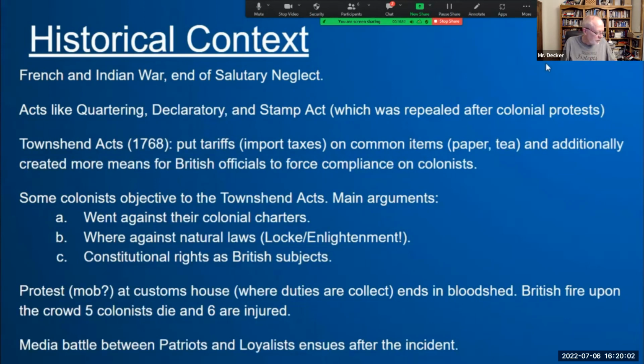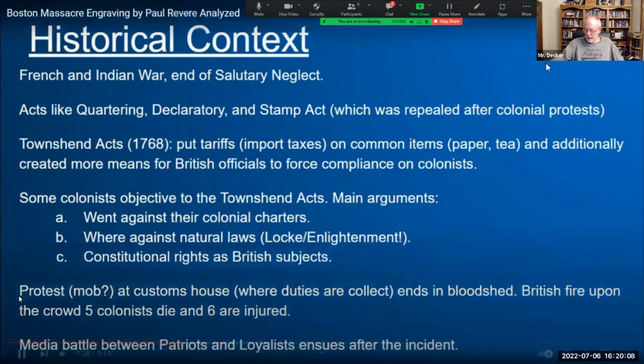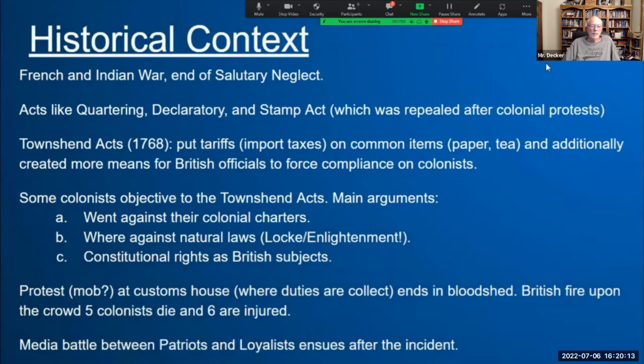Some colonists, especially those in port towns that were in the merchant industry, objected to the Townshend Acts. Their main arguments were that they were against their colonial charters. They were against natural laws, which signals back to the popular Enlightenment ideas of the time and John Locke's philosophy, and they went against their constitutional rights as British subjects.